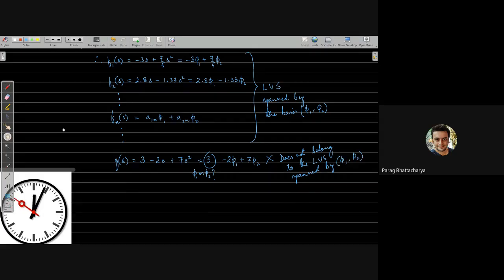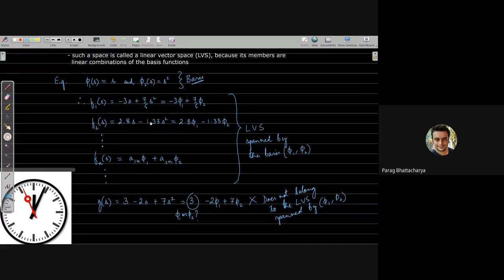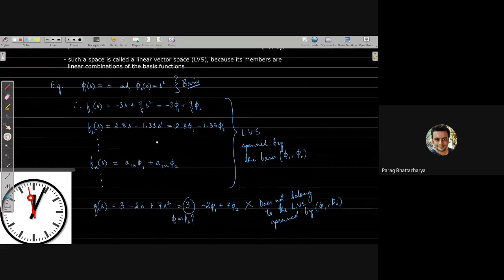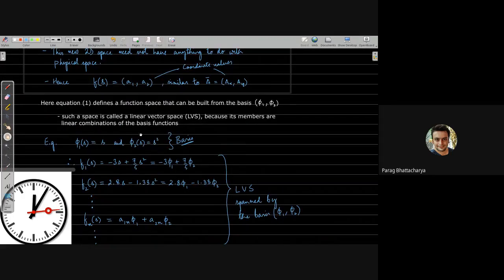Okay, so what is a vector space? A vector space is basically a set of functions. To put it simply, a linear vector space is a set of functions. And what is so special about these functions? Each and every one of these functions can be written in terms of the basis functions. That's your linear vector space.